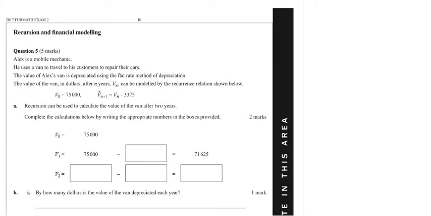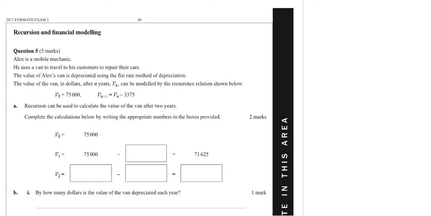When I look at the questions, I won't read all these things. The first thing that I'll see is these two equations over here. The first one is V naught equals 75,000, and the second one is Vn plus 1 equals Vn minus 3,375. So I know that this topic is about recursion and financial modeling, so I already start my mindset into the recursion mode.